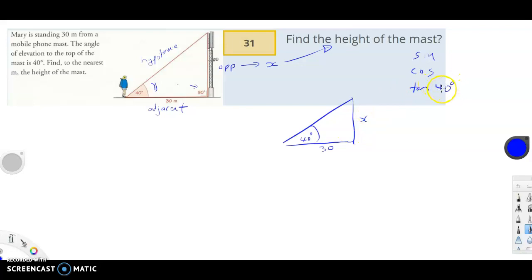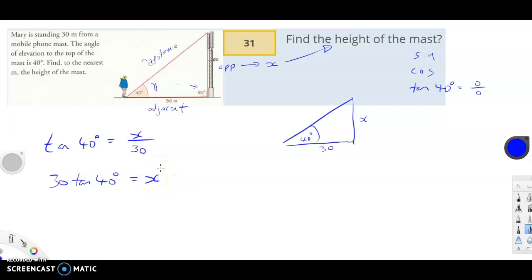Tan 40 degrees. "Two old angels" is the way I remember. So opposite over adjacent. So I go over here and I go tan 40 degrees equals the length of the opposite, which we don't know. We'll leave X there for that. And the adjacent is 30. Now, multiply both sides of the equation by 30, and you'll end up with 30 tan 40 degrees equals X.